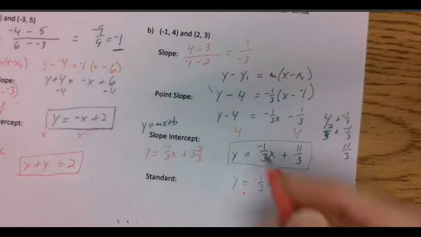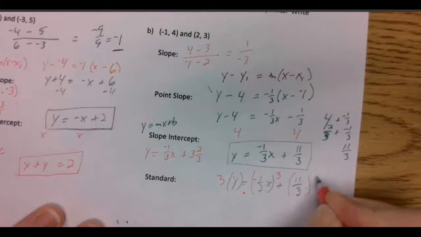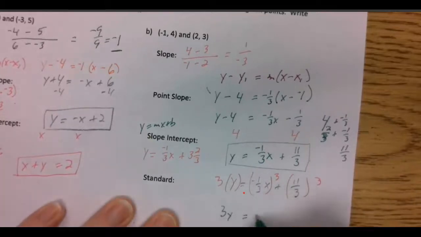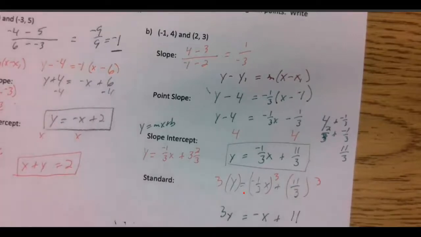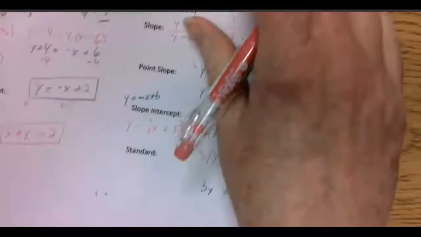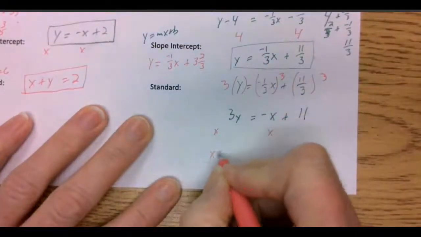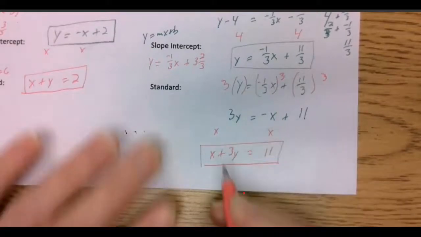I'm going to multiply every single term by that denominator, because I cannot have fractions for standard form. So I get 3y is equal to negative, my 3's cancel, so negative 1x plus 3's cancel and get 11. Still not standard form. I have to get x and y on the same side. So I'm going to add x to both sides. So I get x plus 3y is equal to 11. Finally, I'm in standard form.